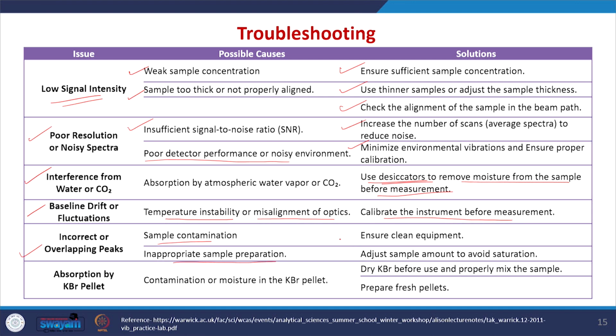So, always make sure that you are using clean equipment and adjust the sample amount to avoid saturation. And the last one is absorption by KBr pellet. The possible cause may be contamination or moisture in the KBr pellet. This can be overcome by using a dry KBr pellet, by drying the KBr pellet before use, properly mixing the sample, and always preparing fresh pellets.